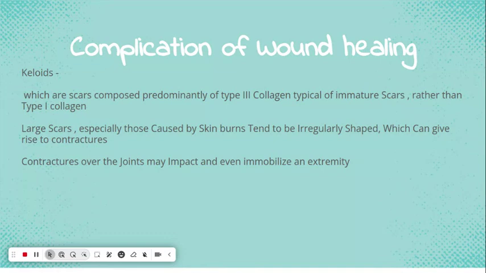We can also see large scars heal as keloids, especially those caused by skin burns, tend to be irregular shapes, which can give rise to some contractures. Contractures over joints may impact mobility and even immobilize the extremities. So if you've ever seen someone with severe third-degree burns over their hands or their arms, you're going to see those ridges and shapes where that skin has healed, and that can give rise to some immobility.